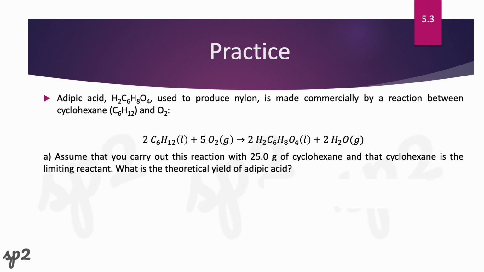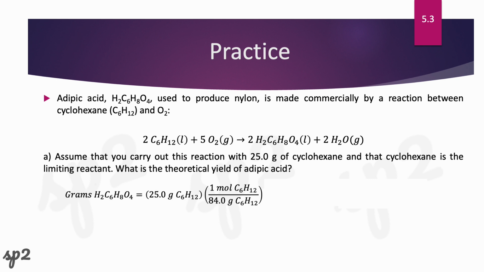Okay, so that brings us to the practice section. Here is the question. We have adipic acid, which is given here with its chemical formula, and it is made commercially by a reaction between cyclohexane and oxygen. The reaction is also balanced, as you can see. The question is, assume that you carry out this reaction with 25 grams of cyclohexane, which is the limiting reactant. What is the theoretical yield of adipic acid?